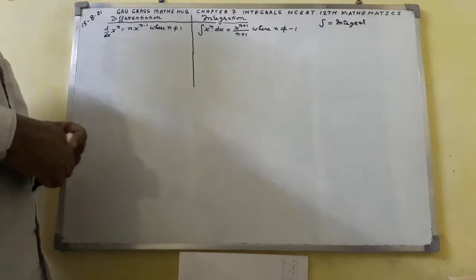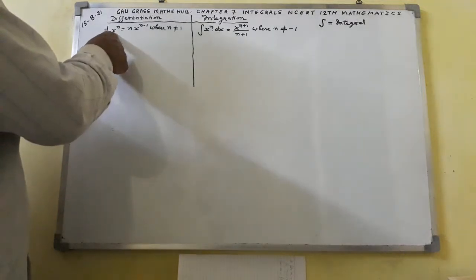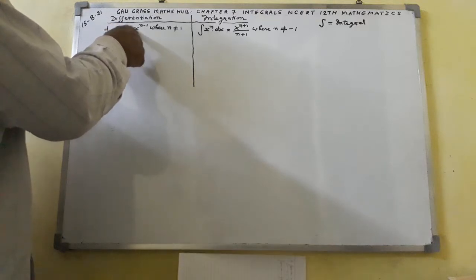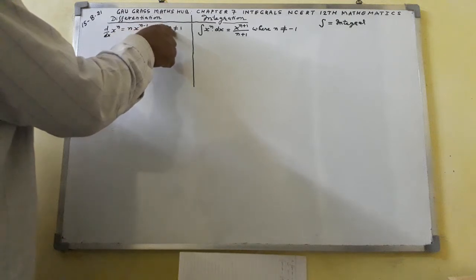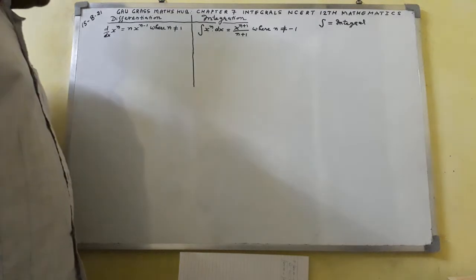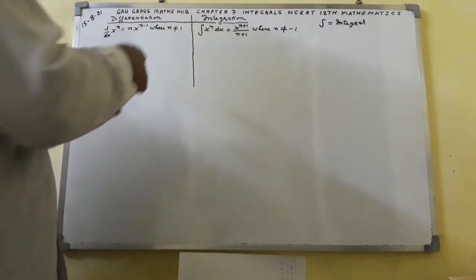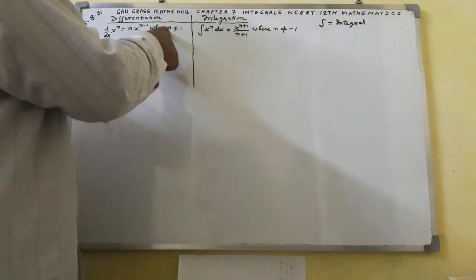d over dx of x raised to the power n equal to nx raised to the power n minus 1, where n is not equal to 1. This is the formula you must remember. Here x is a variable, n is a real number or fraction.